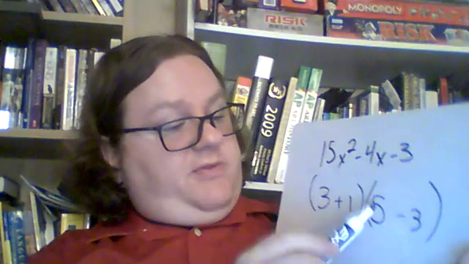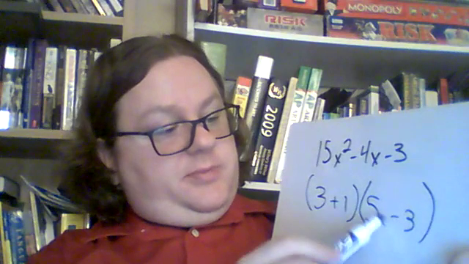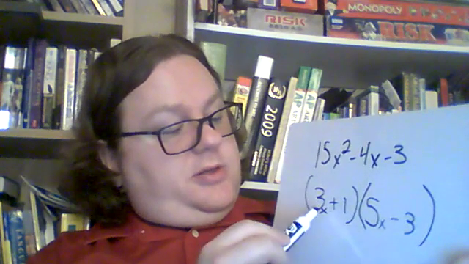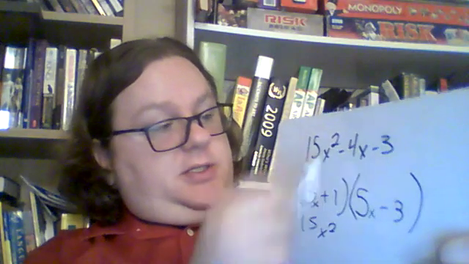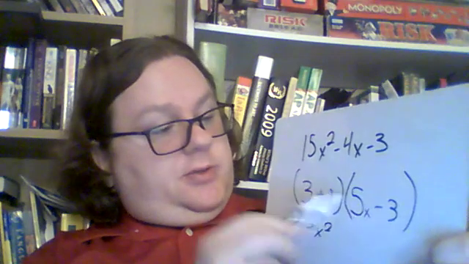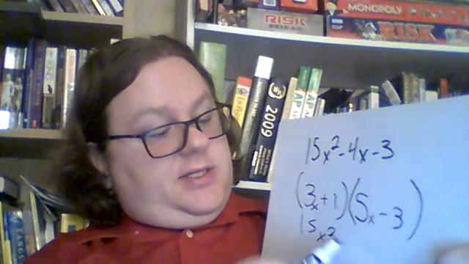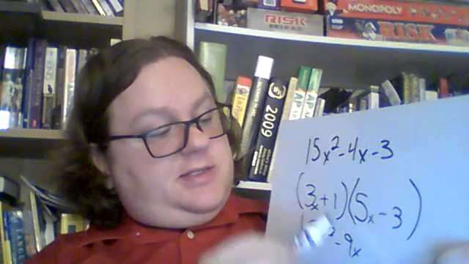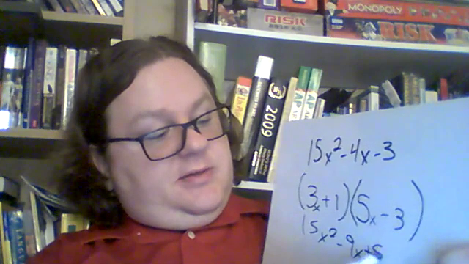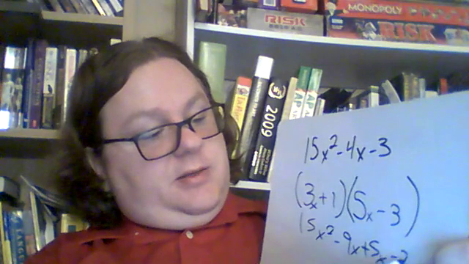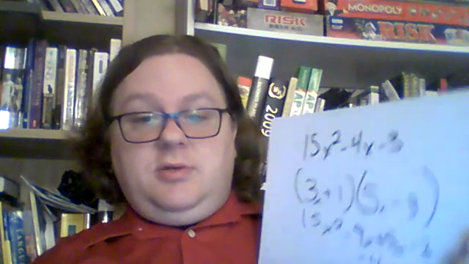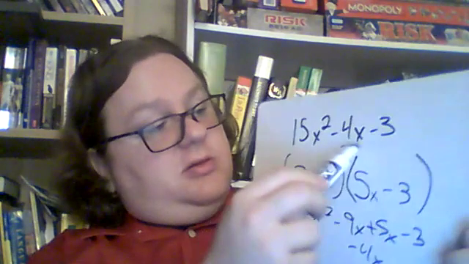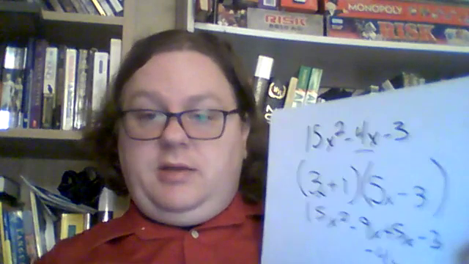Okay, so 3 times 5. Oh, I didn't put the x there. 3x times 5x is 15x squared. So far, so good. 3x times negative 3 is negative 9x, plus 5x times 1 is 5x, and the last term is negative 3. So negative 9 plus 5 gives me negative 4x. Looks like I guessed correctly. We get that negative 4 in the middle, and we're good.